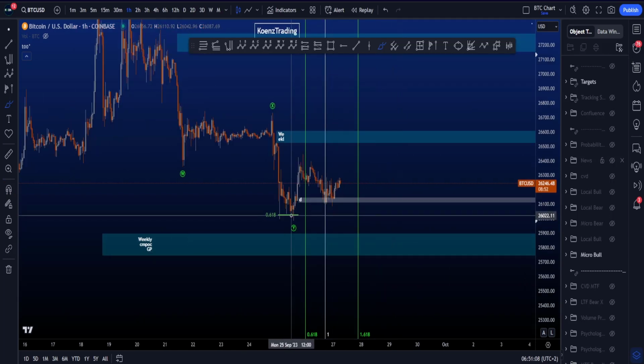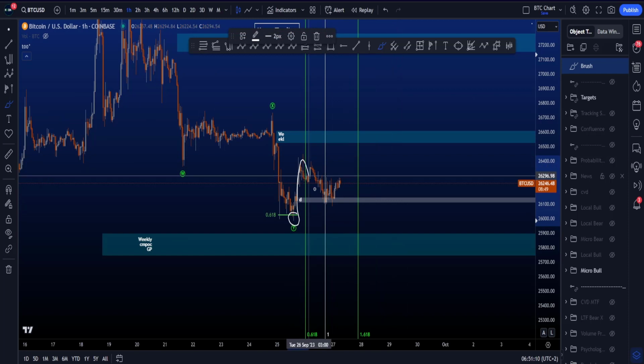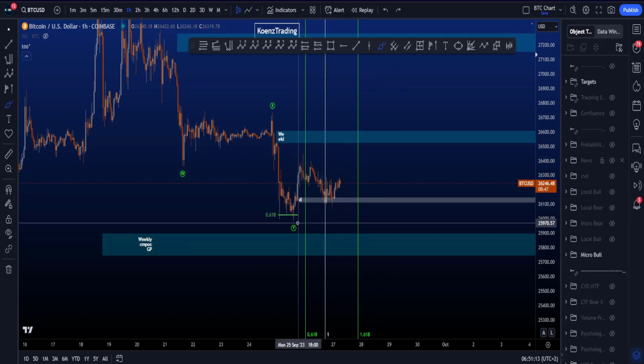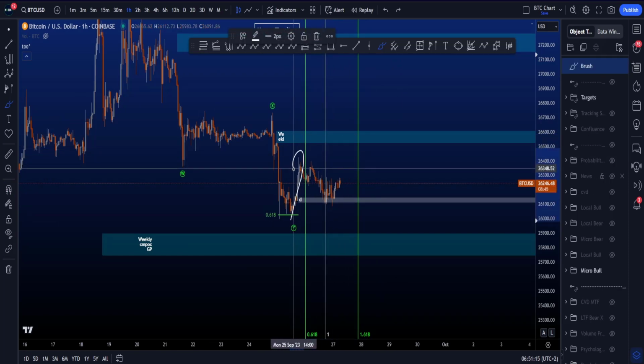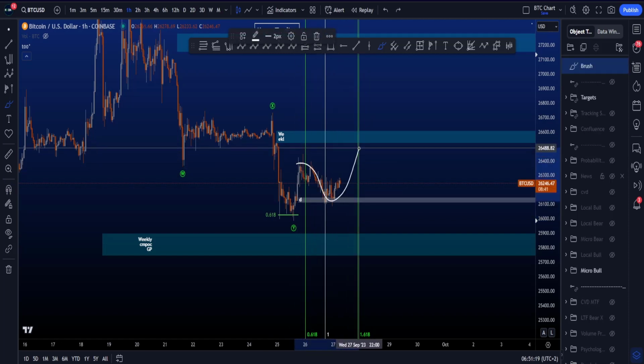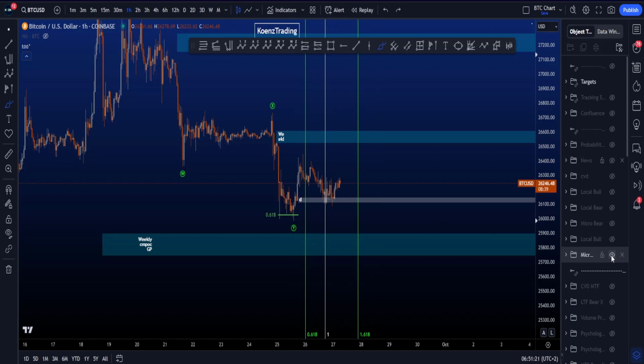Now in this scenario, if this is the low, we then want to count impulsive structures to the upside, not corrective structures. So we want to either have a wave A or a wave 1 over here, for then a corrective structure and continuation in a wave C or a wave 3.